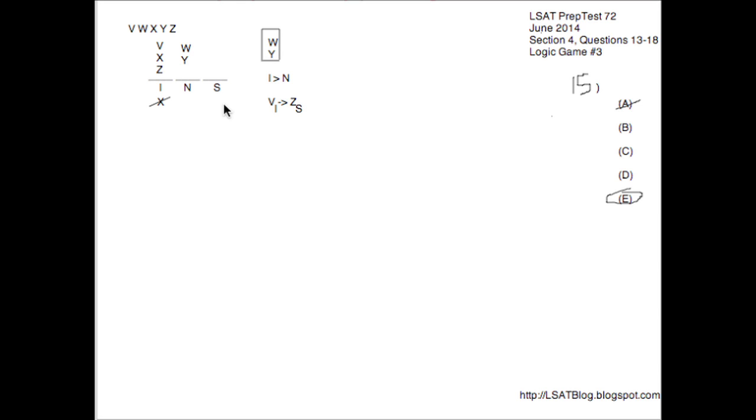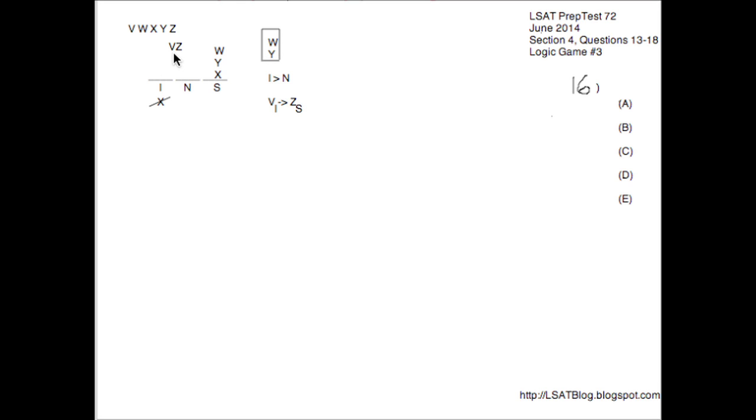But there's no reason you would think of that up front. I would just try out A and E. Next, number 16: if both W and X were on Sweden, then what must be true? So of course Y would have to go there also, since W and Y must always go together.